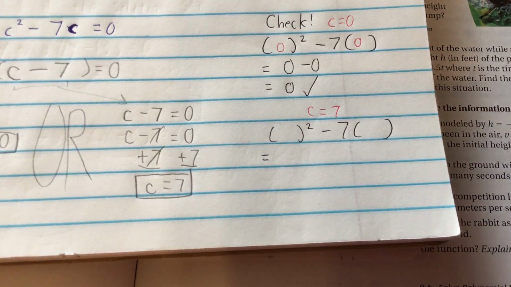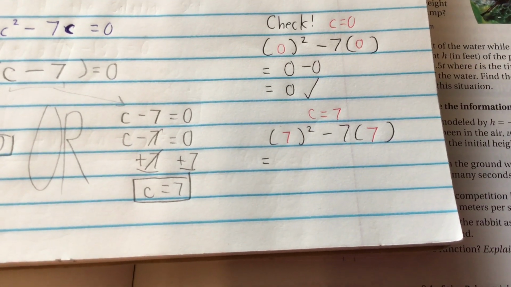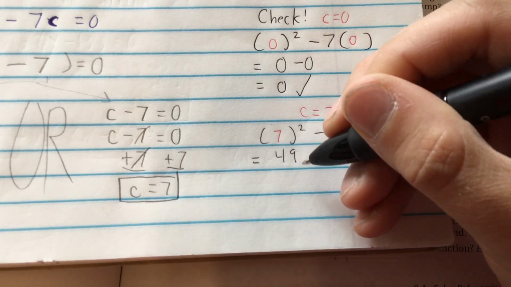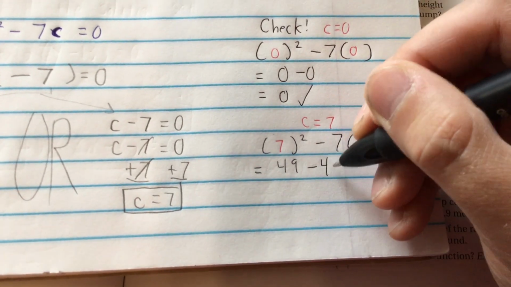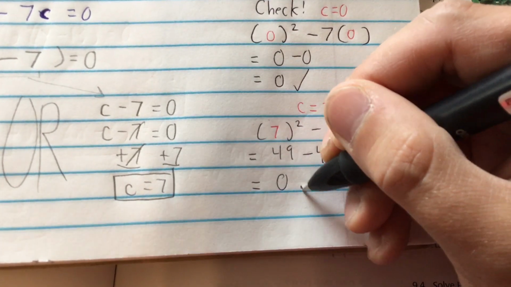But then if I plug in c equals 7, 7 squared is going to be 49. Negative 7 times positive 7 is also, oh, in this case, negative 49. So 49 minus 49 is 0.